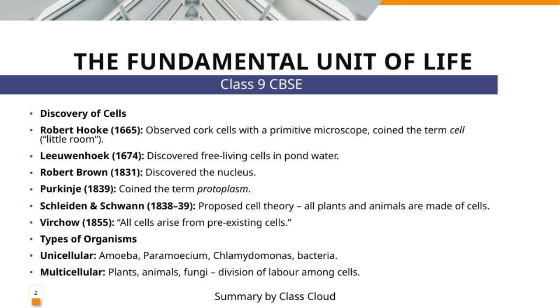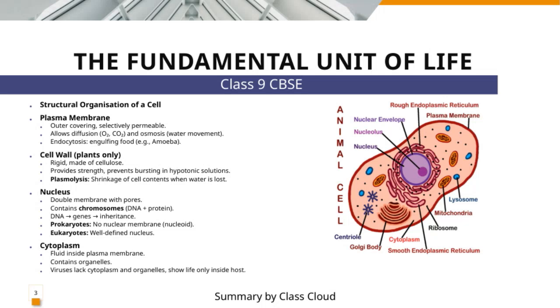When we look at different types of organisms, we see that some are unicellular, like amoebas, paramecia, chlamydomonas, and bacteria. These are single-celled organisms that carry out all life processes on their own. Others are multicellular, like plants, animals, and fungi, where different cells have specialized roles, working together to keep the organism alive. Ultimately, what ties all these points together is the idea that the cell is the fundamental unit of life. Every living thing, no matter how simple or complex, is built from cells, which serve as the basic building blocks of life.